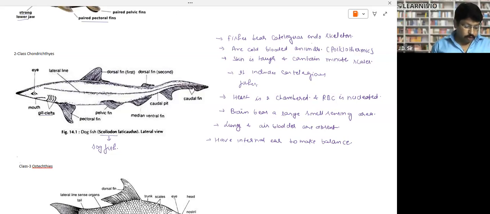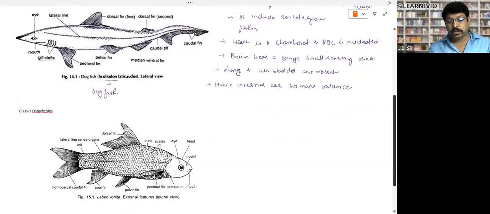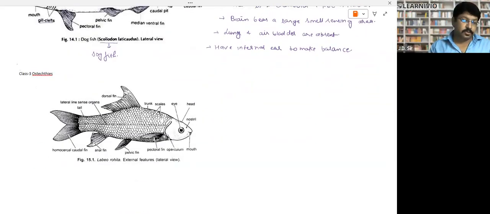Now come to the Osteichthyes or bony fishes. Osteichthyes or bony fishes are normally those fishes which people eat, right? So this is Labeo rohita, the very popular rohu fish, right? It's called rohu fish. It's used widely.